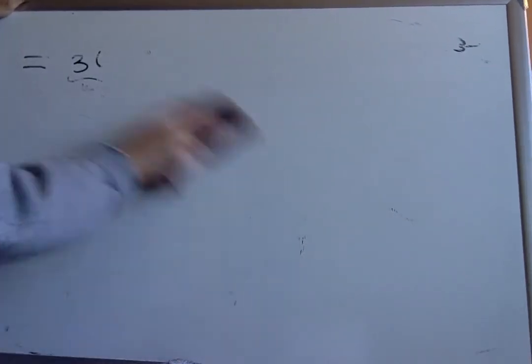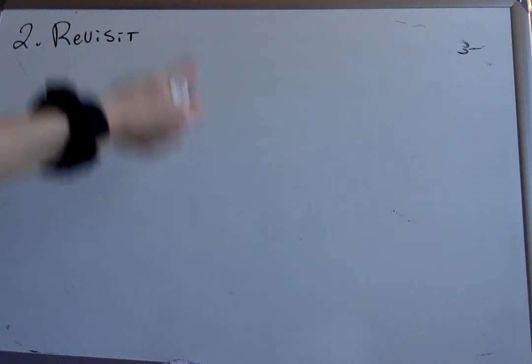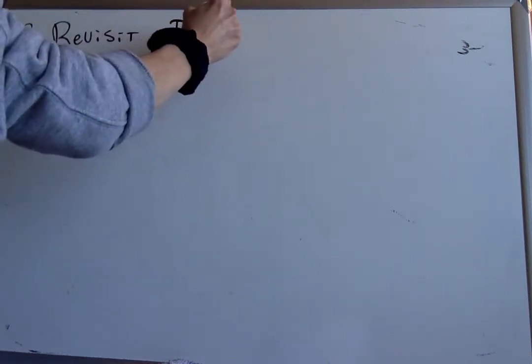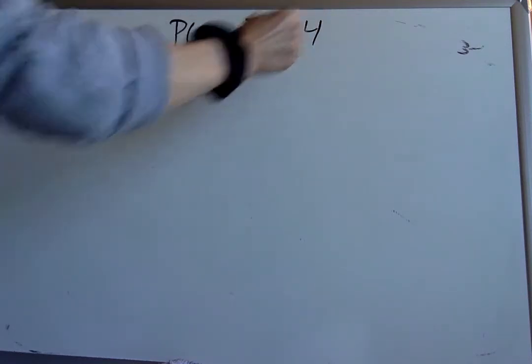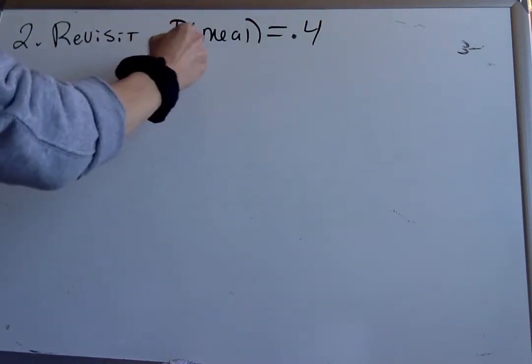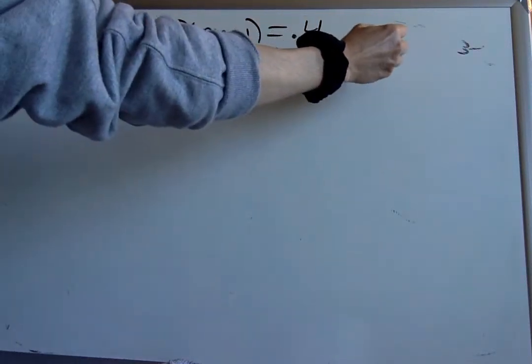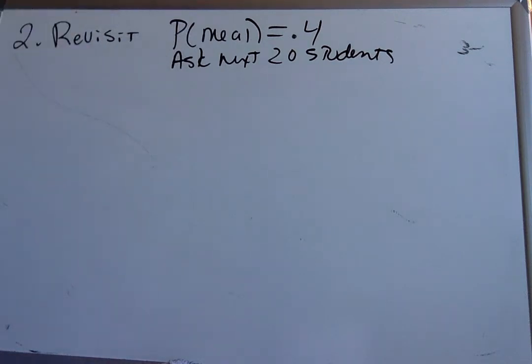I'm just going to make up one. Oh, well, I had done something with meal plans. It's not important to pull out the notes, but we had said the probability that a JMU student has a meal plan is 40%, and we were going to ask the next 20 students. We had done a few pieces of this setup in some other video. The piece we want to do now, well, let me do this.